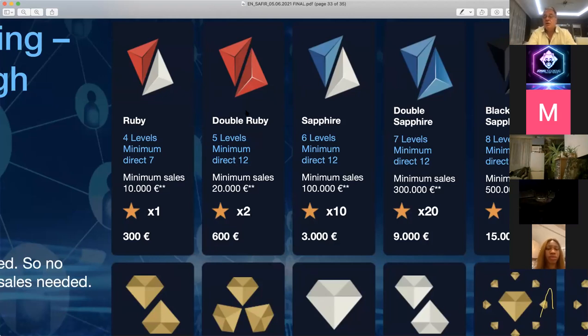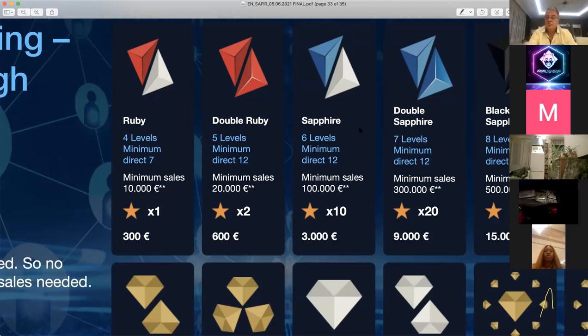If I then go up to double Ruby and unlock 5 levels, I need to have 12 directs. 5 levels means I get paid for first, second, third, fourth, and fifth. It's 9%, 8%, 7%, 6%, and 5% of the whole sales volume that is generated. Total sales need to be 20,000, which gives me 2 pool share points and a bonus incentive of 600 euro.